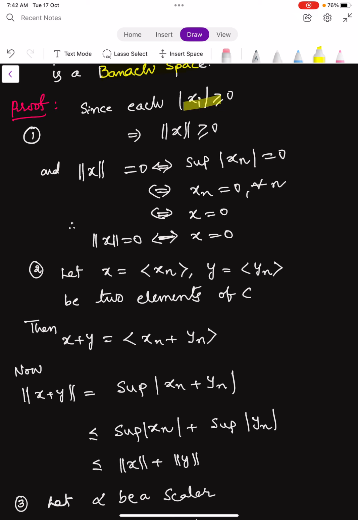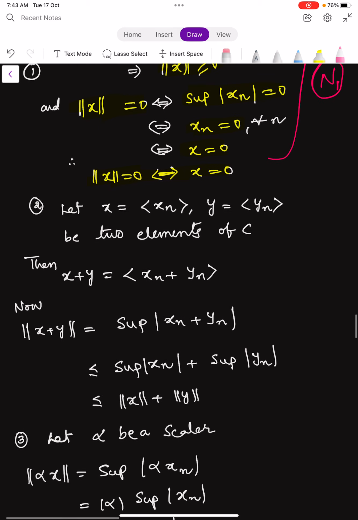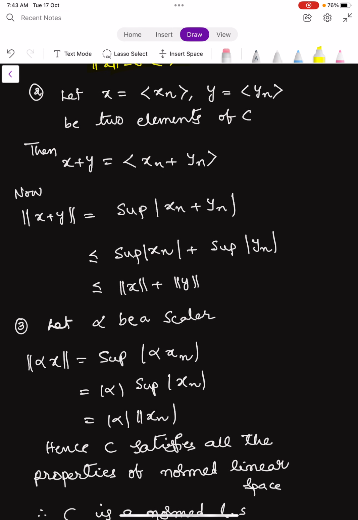Right. |xi| is always greater than or equal to 0, so obviously ||x|| is greater than or equal to 0. ||x|| equals 0 is implied by, and implies, the supremum of |xn| equals 0. If the supremum of the sequence is 0, then each term xn equals 0. It means x equals 0. So ||x|| equals 0 if and only if x equals 0. This shows the first condition of the normed linear space. We go for the second condition. Let us take x = (xn) and y = (yn) be two elements of c.